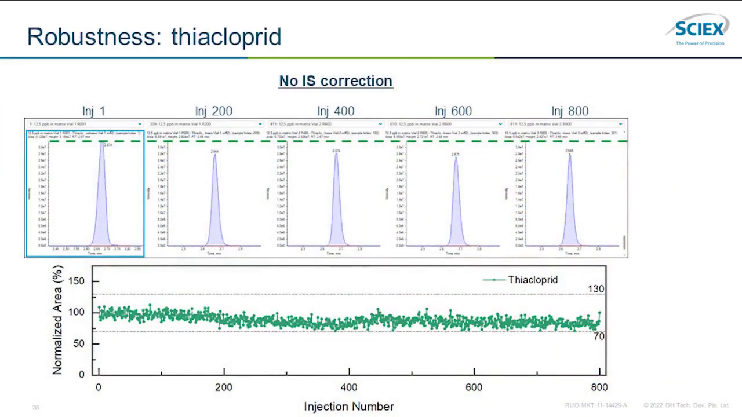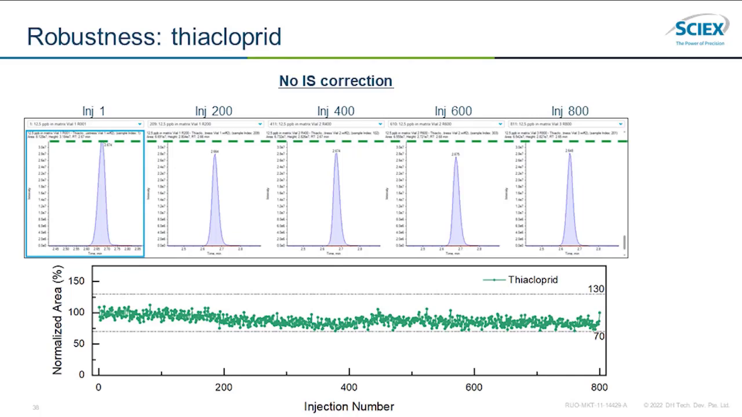So here we have thiacloprid, and we're showing no internal standard correction. What we're looking at up top would be the XIC, so that would be thiacloprid across those 800 runs, every 200 injections. And what we see is it's staying pretty steady. If we look at our bottom graph, we notice there's a slight decline, but it's still within our plus or minus 30%. So this is telling us, hey, even though it's starting to decrease, you're still within this sort of acceptable range.